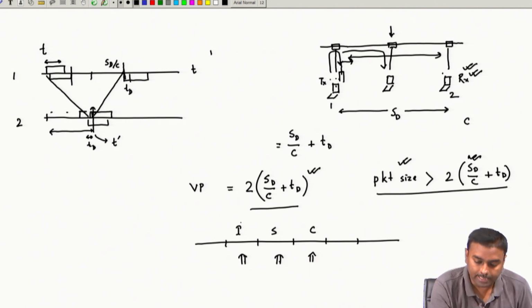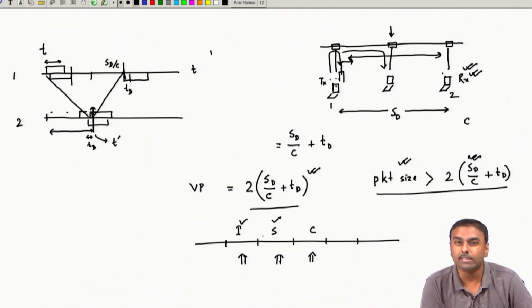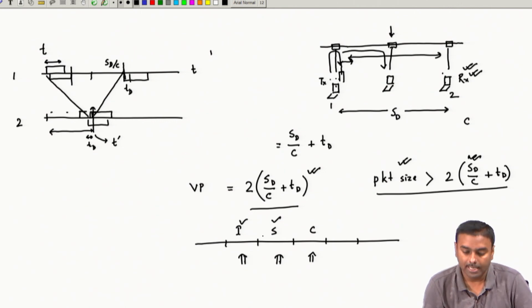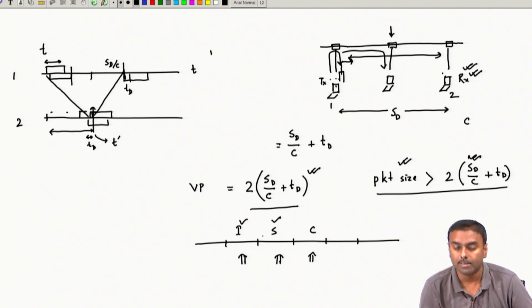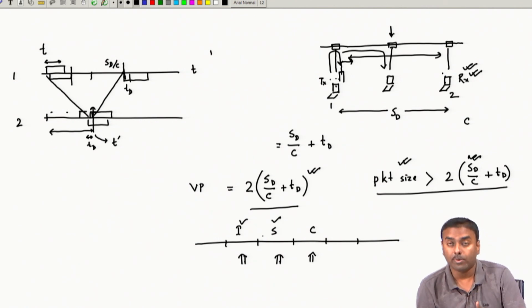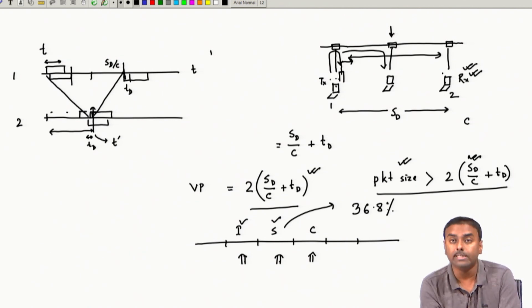So, we have seen idle and success occupy almost the same amount of time, 36.8%, and collision takes a little bit less. But there is a catch. What we wanted to do: we have seen that if we do that, at max only 36.8% utilization I can get if all these slots are identical.